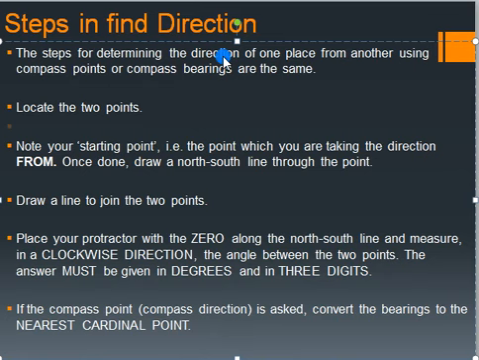Your answer when you're doing bearings is given in degrees and is usually written in 3 digits. We really do not penalize you too much if you don't write it in 3 digits, but conventionally speaking, bearings are done in 3 digits. If the compass point or the compass direction is asked for, whatever bearings you got in this step, you will then convert it to the nearest cardinal point.